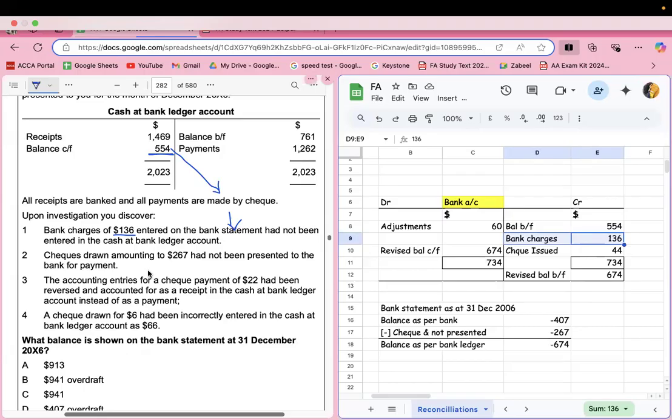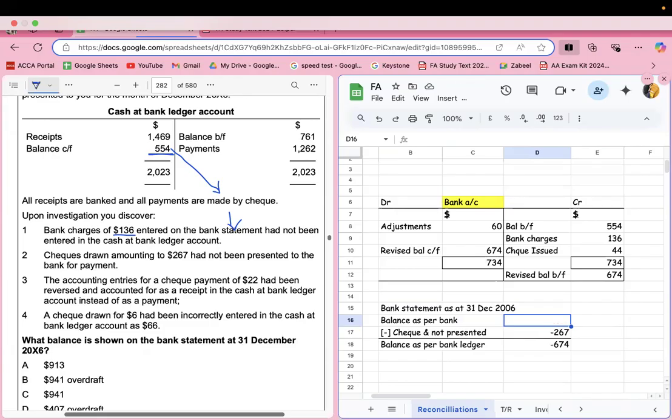Check drawn amounting to 267 had not been presented to the bank for payment. So the bank, we have discussed, right? Any outstanding balance would be adjusted in the bank statement account. Clear? But the problem here is you don't know how much the bank statement balance is. Balance as per bank, you don't know. Clear? So that is a blank. Understood?